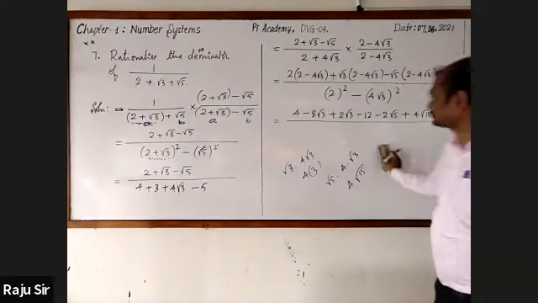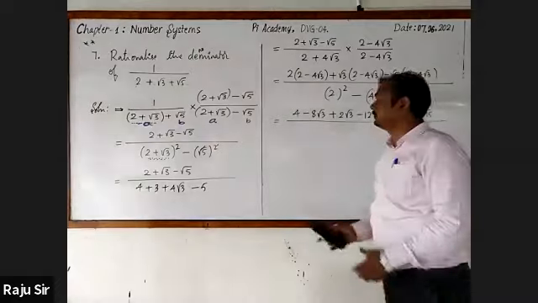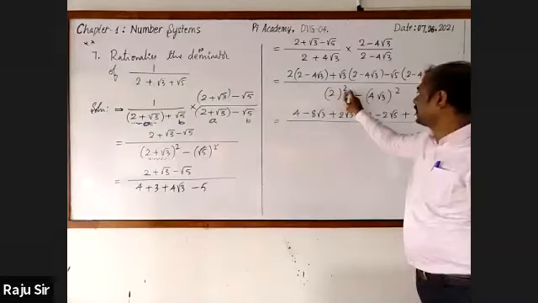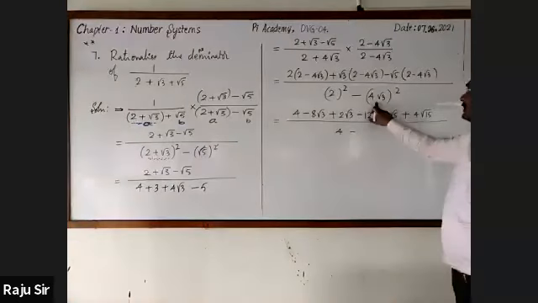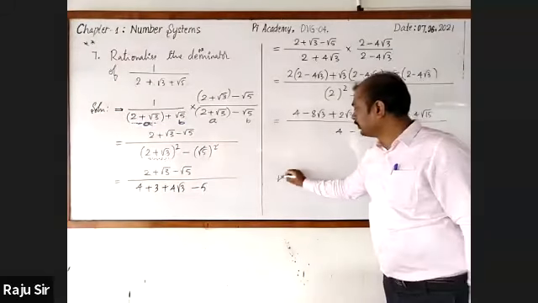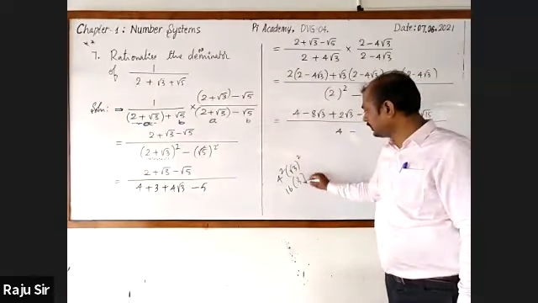Next, the denominator. 2 square is 4, minus 4 into root 3 whole square. Very good, somebody already told. 4 square is 16, root 3 whole square is 3, so 16 into 3 is 48.